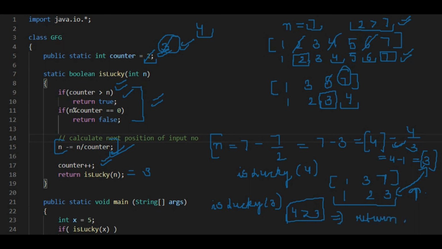Now as we can see, the value of counter is greater than n, which is 4 is greater than 3, then we will return true. Okay, and we can say that it is a lucky number. That means 7 is a lucky number. Now let's see the C++ implementation of this question as well.